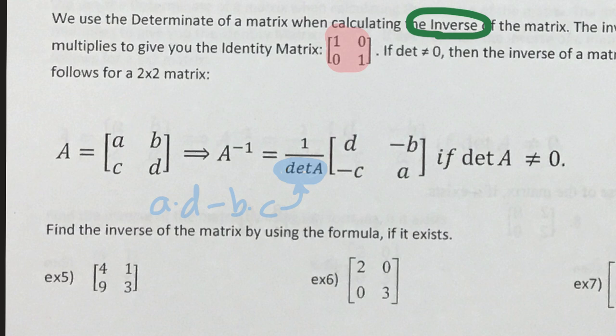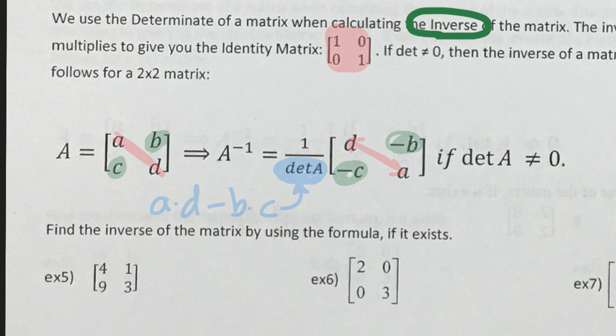These A and D, this diagonal, notice this diagonal switches positions. The A and the D switch positions for your inverse. And these two guys become negative, right? They don't switch positions, but they do become negative. Okay, and this is a formula.